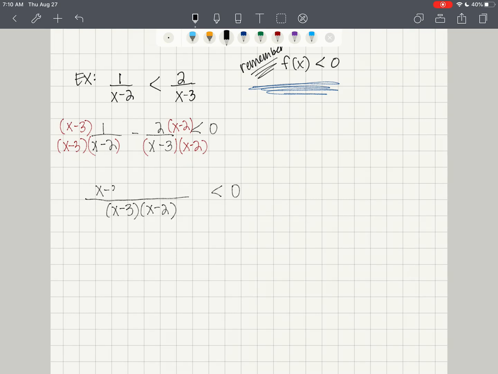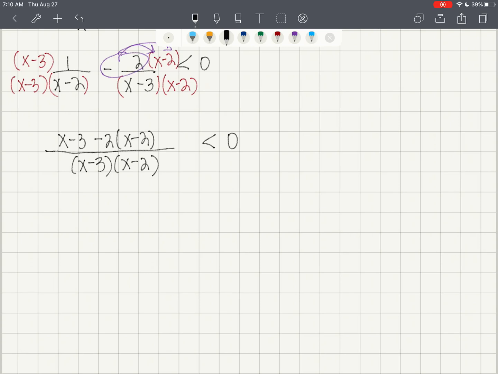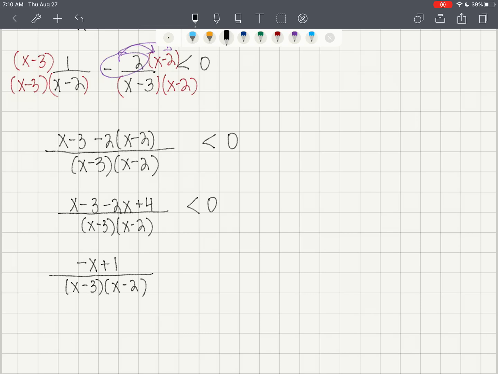And then in the numerator, I have x minus 3 minus 2 times the quantity x minus 2. So minus 2 times the quantity x minus 2. So that's going to give us x minus 3 minus 2x plus 4 all over x minus 3, x minus 2. Still have a little bit of simplifying to do. We've got -x plus 1 over x minus 3, x minus 2.